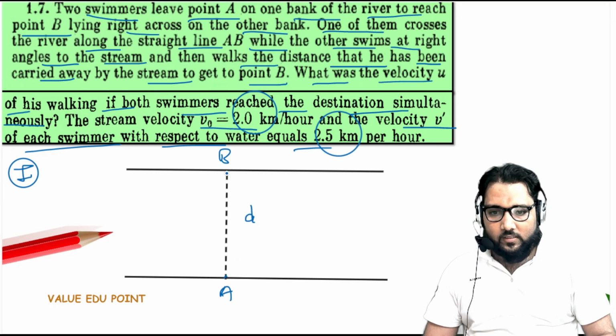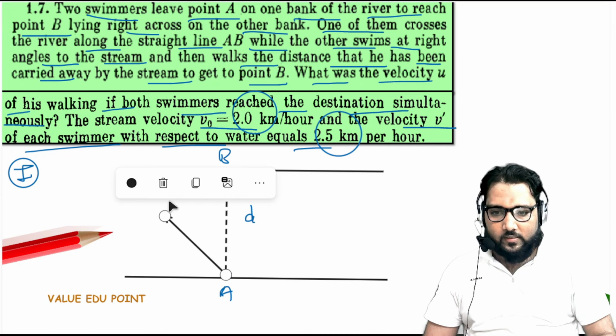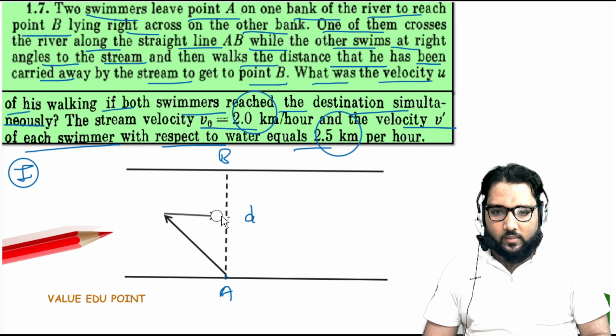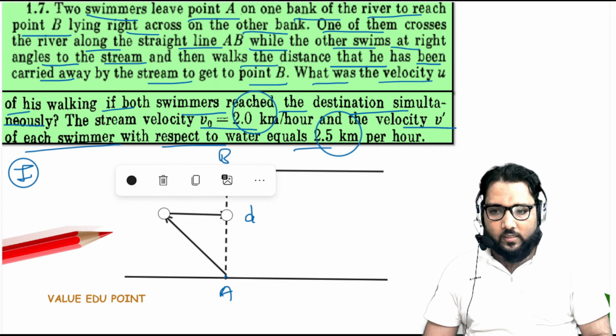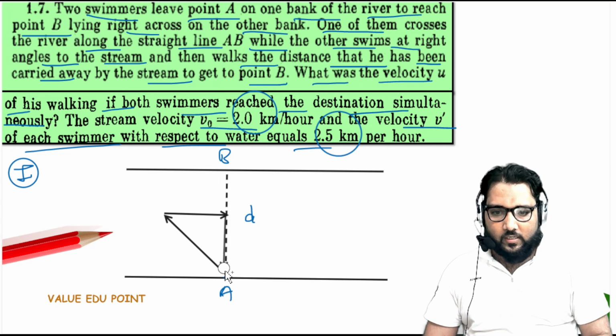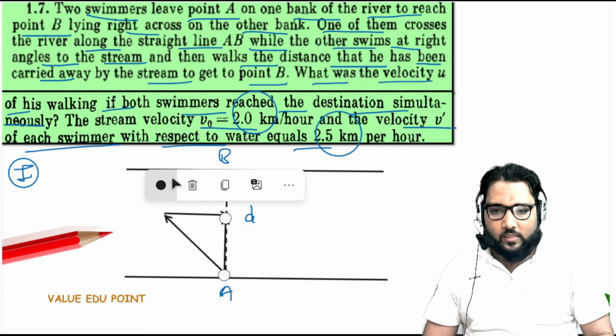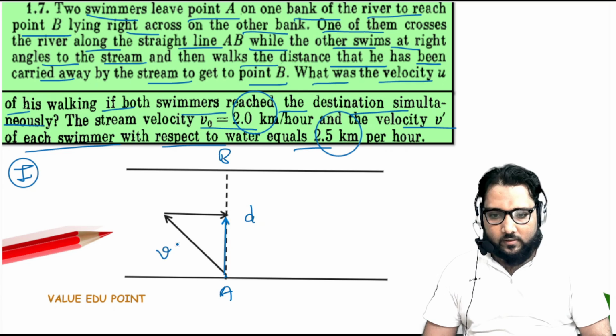So the first guy reaches point B only in one case, if he swims in this direction. Then he can reach here. And this is the stream velocity, already given. Then the resultant velocity is in this direction. Is it okay, guys? So now this is the v dash, and this is v naught. Now, automatically, from the Pythagoras theorem, the relative velocity is the square root of v dash square minus v naught square.